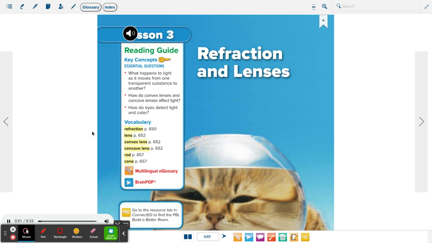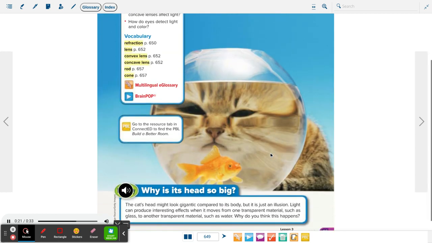Lesson 3, Refraction and Lenses. Reading Guide. Key Concepts. Essential Questions. What happens to light as it moves from one transparent substance to another? How do convex lenses and concave lenses affect light? How do eyes detect light and color?